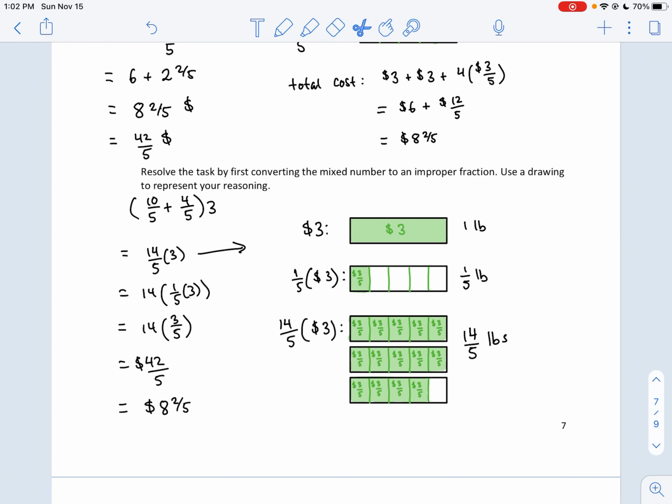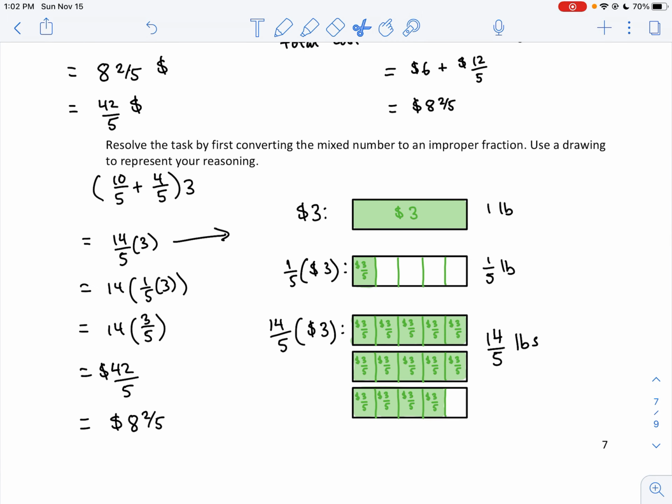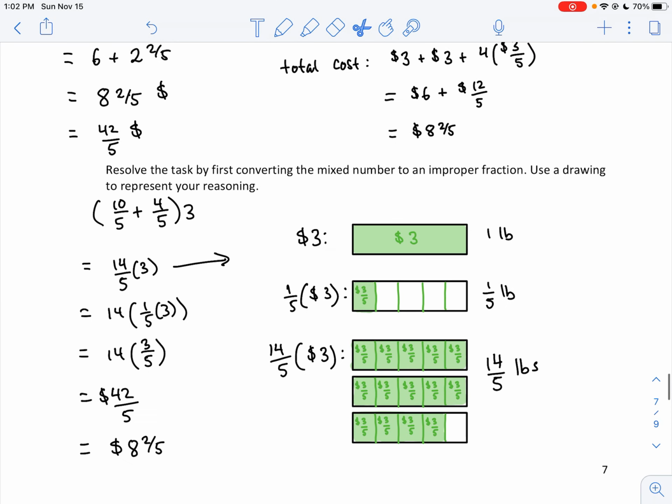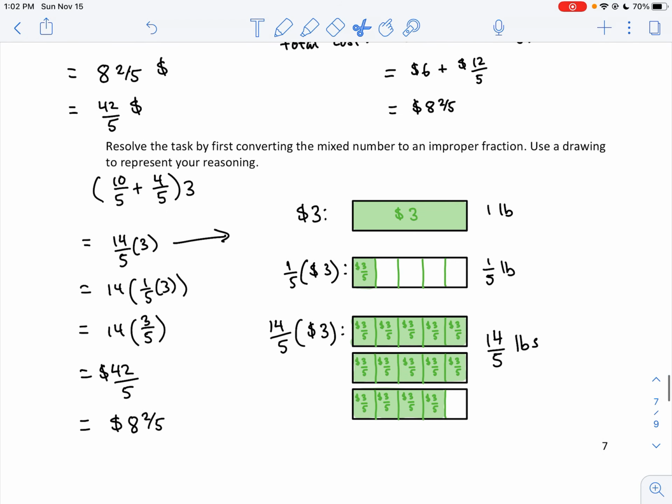But the amount of money that you see here is going to be $8 and 2/5 dollars, or 14 times 3, which is 42/5 dollars. But this imagery here is how you show how you start with $3, which is the multiplicand corresponding to 1 pound, and you first contract it by doing 1/5 of it, and then you do 14 copies of that 1/5 and see how much money you're looking at here. I also simultaneously kept track of the weight, but it was really the money that I was after. How much did it cost?